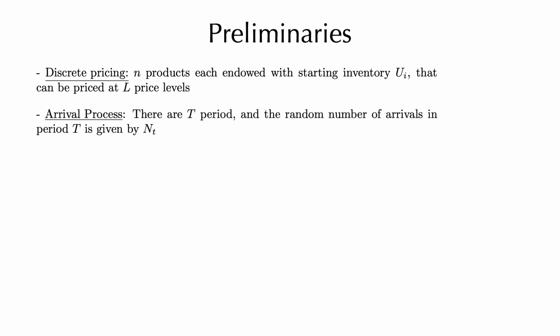Okay, so we're going to consider a discrete pricing setting. So we have n products, each endowed with an integer starting inventory, and each of these products can be priced at one of L levels, and the L levels can be different for each product. We'll have T discrete time periods, and the number of arriving customers in each time period will follow an arbitrary discrete distribution. So N_t is going to be the random number of customers arriving in period t. There are some technical implications about the distribution of N_t, but I'm not going to get into that. We can just assume, for example, it's a Poisson.